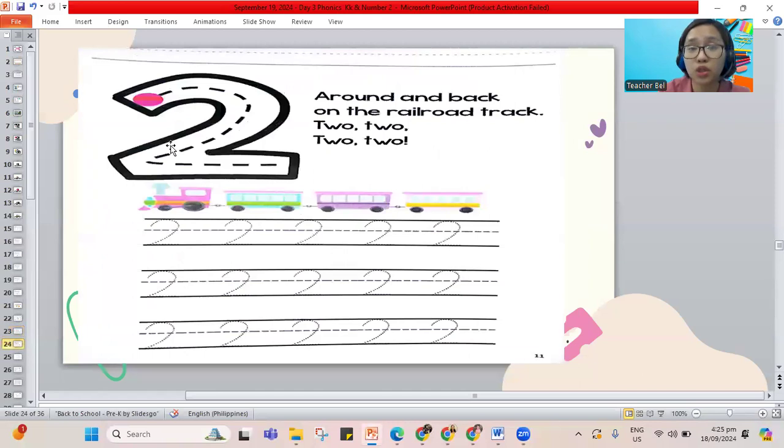How about we trace for our number 2? How do we write our number 2? Around and back on the railroad track, 2 to the number 2. Around and back on the railroad track, that's 2, 2, 2, and 2, number 2. So you have to trace for your number 2 on your work there. We have all our number 2s.